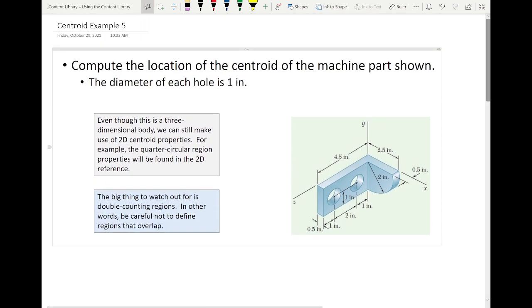Okay. So here's our shape. We have sort of four regions to consider. So what I'm going to do is I'm going to consider this rectangular prism region right here, and we'll call that object number one. Object number two is we'll consider this quarter circular region here, and then objects three and four are going to be the holes. So remember, when you have holes in two dimensions, we consider those with negative area. So this is just going to be regions with negative volume. So no different in terms of how we handle it.